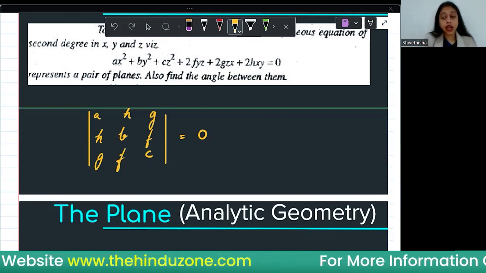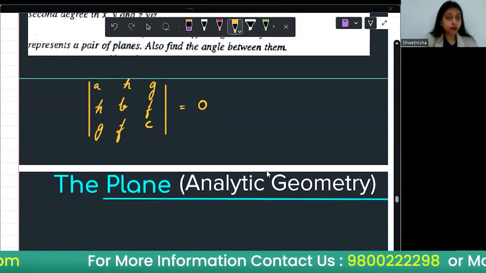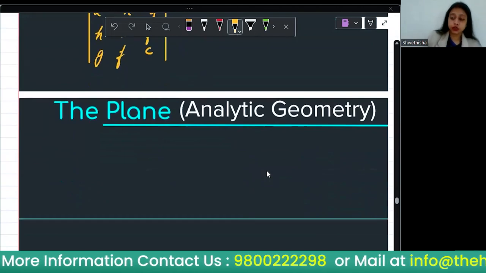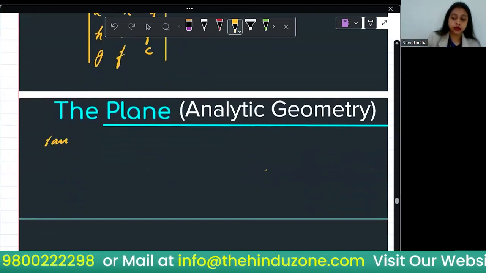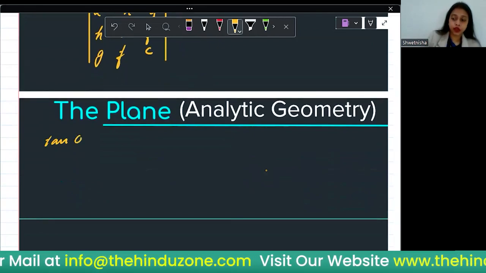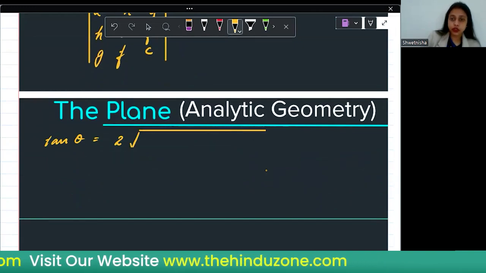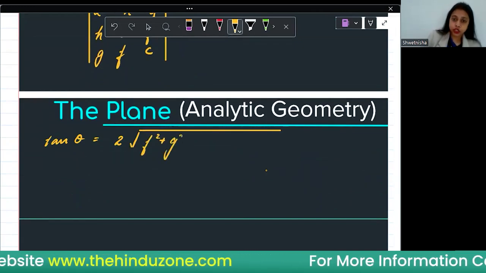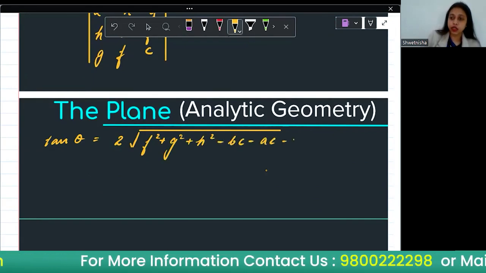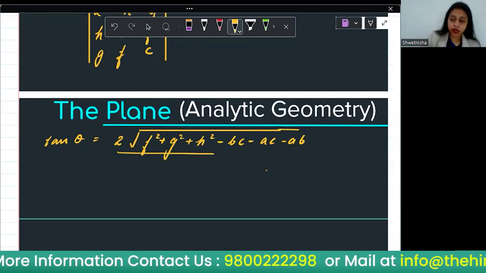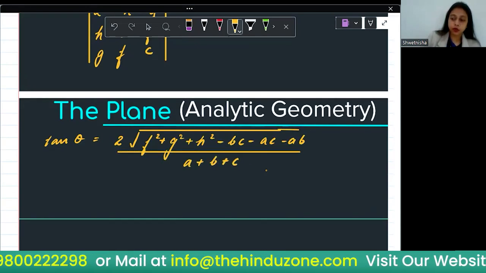And how can we find the angle between them? How can we find the angle between those pair of planes that we are talking about here? So the formula would be tan theta would be 2 times under root of f square plus g square plus h square minus bc minus ac minus ab, divided by A plus B plus C.